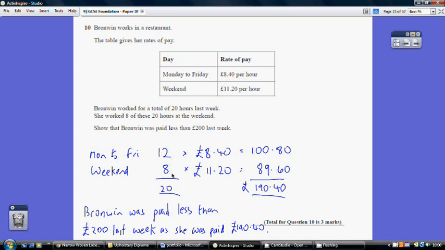Then the 8 hours she worked at the weekend, she gets paid £11.20 an hour for these. So 8 lots of 11.20 is 89.60. Add these two together, we get £190.40. So show that Bronwyn was paid less than £200 last week. Yes, she was paid less than £200 last week, and she was paid £190.40.